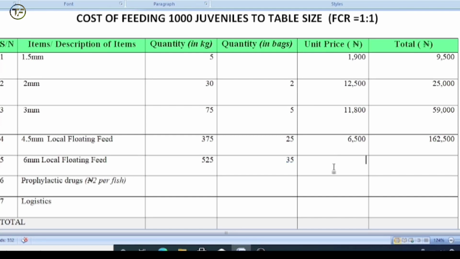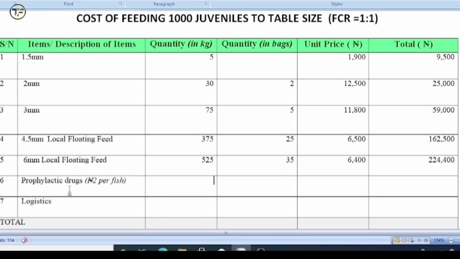The price is around 6,400 naira. So multiplying 35 by this, you are going to get 224,400 naira. So that is that.